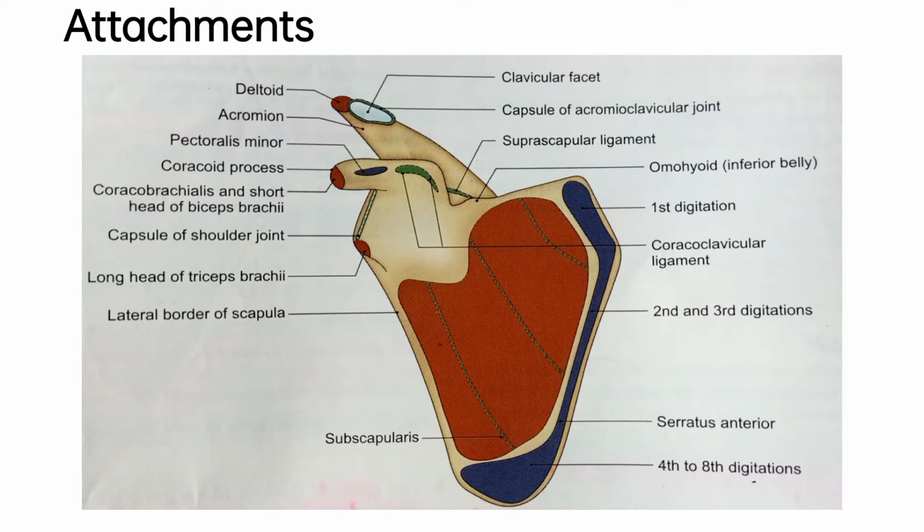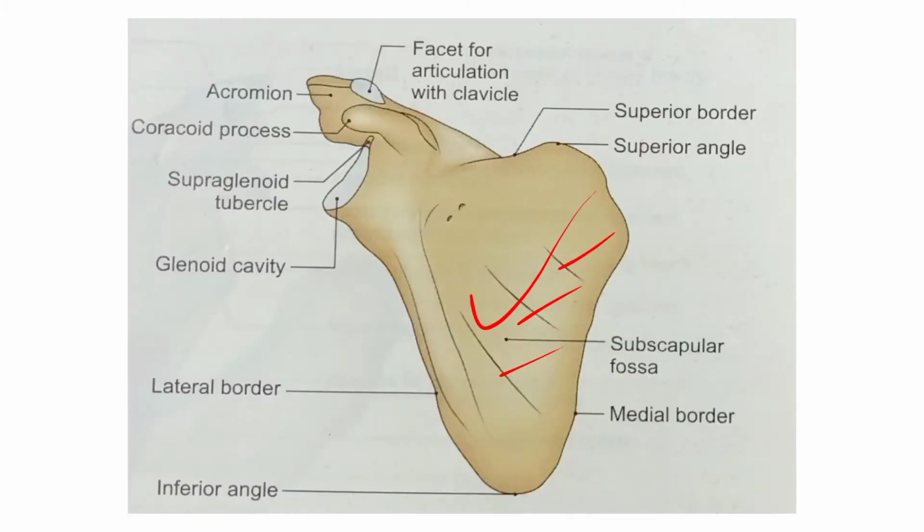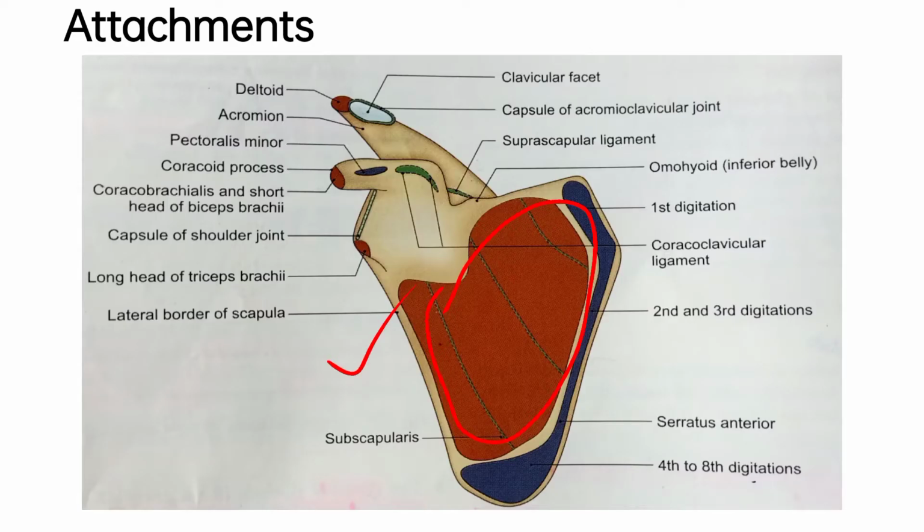We have multipinnate subscapularis, which arises from the medial two-third of the subscapular fossa. Alright, so we have this area, this muscle is subscapularis, which arises from the medial part. This is which surface? This is costal surface. So subscapularis muscle arises from the medial two-third of the subscapular fossa. Alright, we saw here this is the subscapular fossa. Here exactly the subscapularis muscle arises.